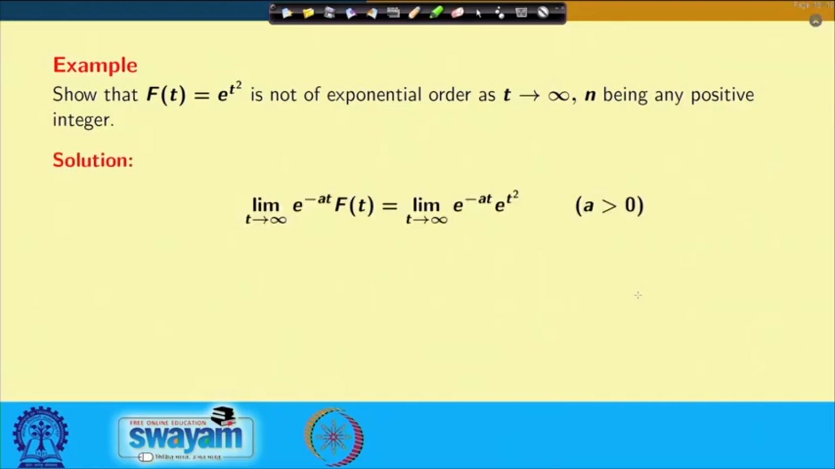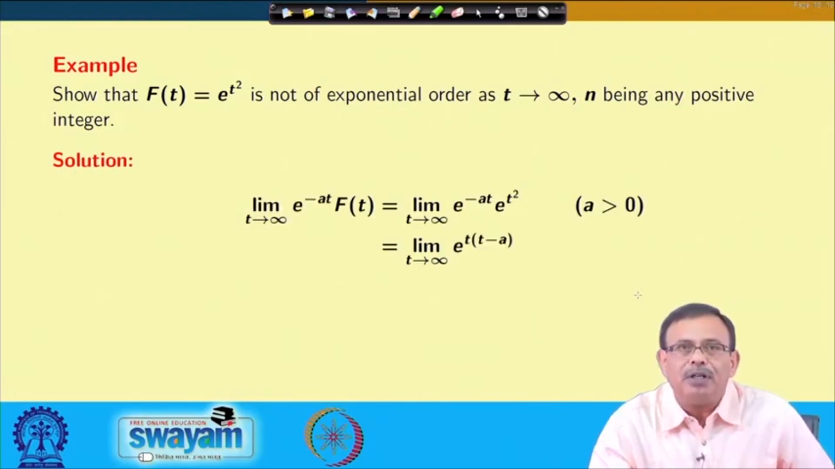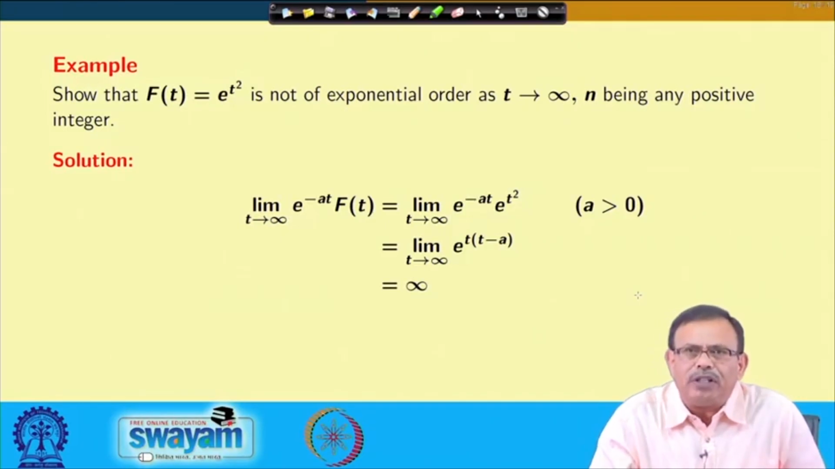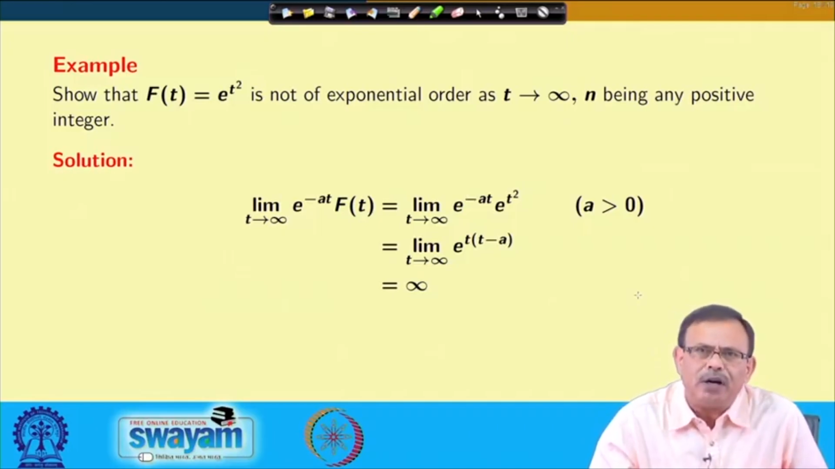So, simply we can show that the limit of e^(-at) into e^(t^2), which we can write as e^(t(t-a)) for a greater than 0, is infinity. In this way we can find out whether a function is of exponential order or not. In the next lecture, we will study the use of this exponential order, and how it relates to transform calculus. If a function is of exponential order alpha, what will be the effect, we will see in the next class.